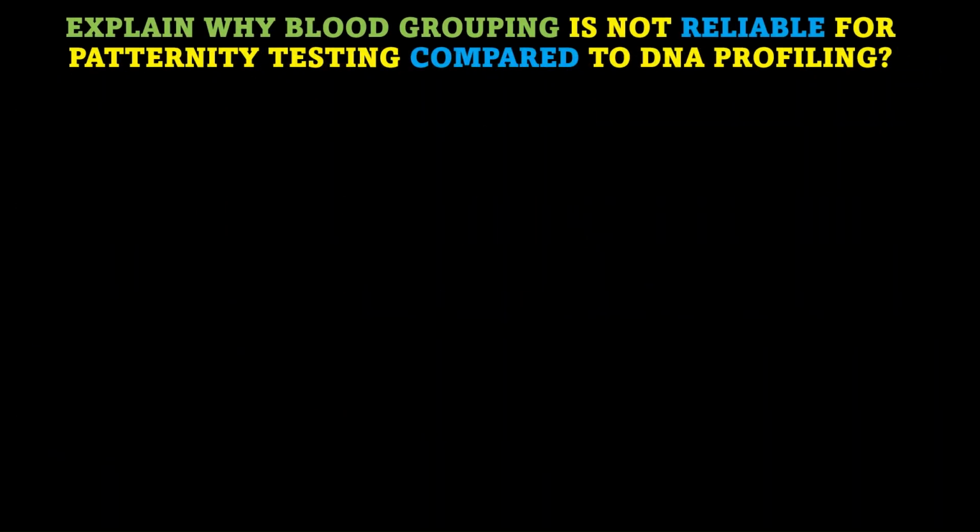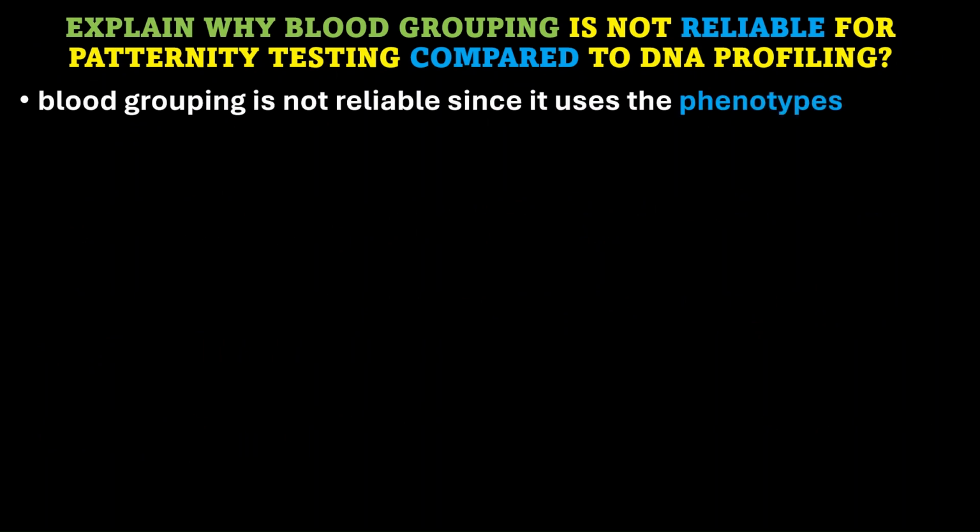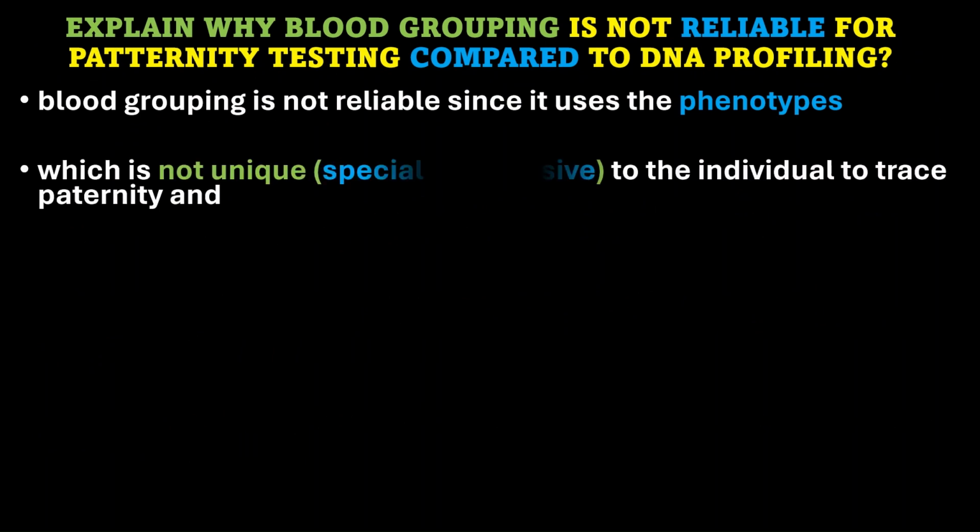Now, explain why blood grouping is not reliable for paternity testing compared to DNA profile. So let's find out why blood grouping is not reliable. The reason is that it uses the phenotypes. It looks at the physical appearance, and behind the phenotype there's a genotype, and the phenotype is not unique or exclusive to the individual to trace paternity.